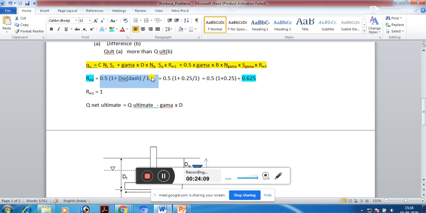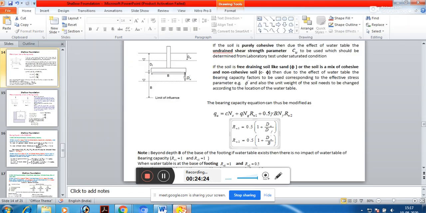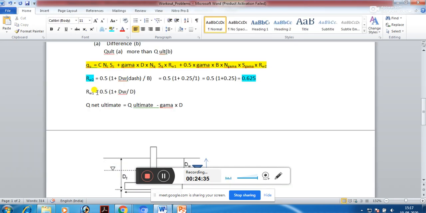RW1 is nothing but 0.5 times dW by D. If you go back to the slide, we have written dW by dF, where dF means depth of the foundation, and the depth of the foundation we are taking as D. So RW1 is nothing but 0.5 times (1 plus dW by D).